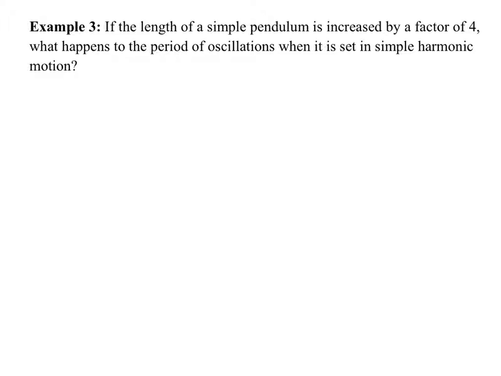So we're trying to figure out, if I change the length of a pendulum by a factor of 4, how does the period itself change? How does the period itself change? And some of you probably know the answer right off the bat because you know how to do this with the formula. But let's go ahead and look at it. So here's our formula.